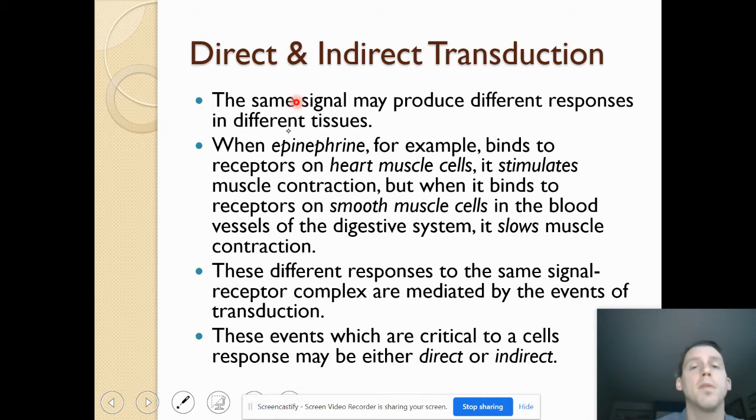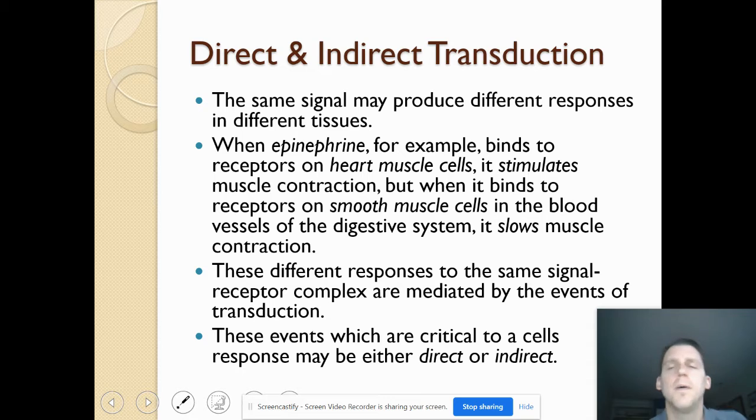A perfect example of this is epinephrine. Epinephrine, for example, can bind to receptors on heart muscle cells where it stimulates contraction. Your heart is going to start beating faster and faster. But it can also bind to smooth muscle cells, which are the muscle cells that line your blood vessels and your digestive system. And there it is going to slow the muscle contraction.